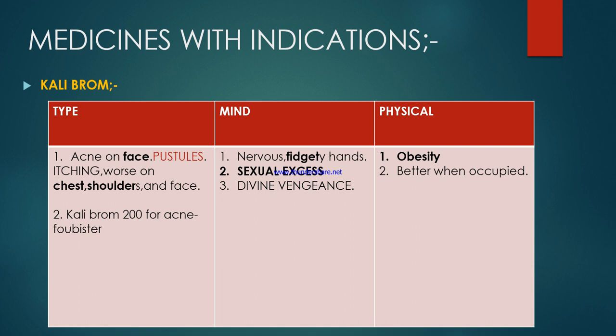On the physical plane, Kali bromatum will be a very obese person, and ameliorated when she or he is occupied mentally or physically. So if a patient comes to the clinic with acne on the face or shoulder or anywhere, but especially on the face, and the acne is like pustules with formation of pus, and the patient is obese, and when we dig into the history we find excessive sexual desire, sexual excess, fidgety hands, and he is very restless, then we can think of Kali bromatum 200 for acne.